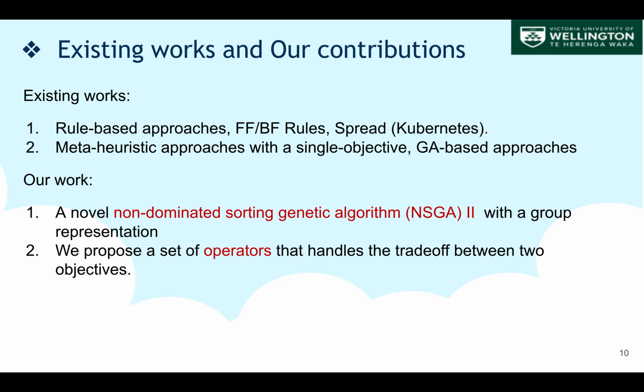So the existing works use rule-based approaches such as bin packing rules, first fit, best fit, and spread from the popular container management system Kubernetes, and some meta-heuristic approaches such as genetic algorithm. For the rule-based approaches, they are basically greedy-based, so they are easily stuck at local optimal solutions. And for the meta-heuristic approaches, only single objective ones are proposed. So in this work, we're going to propose an NSGA-II with a group representation, and we propose a set of operators to handle the trade-off between the two objectives.